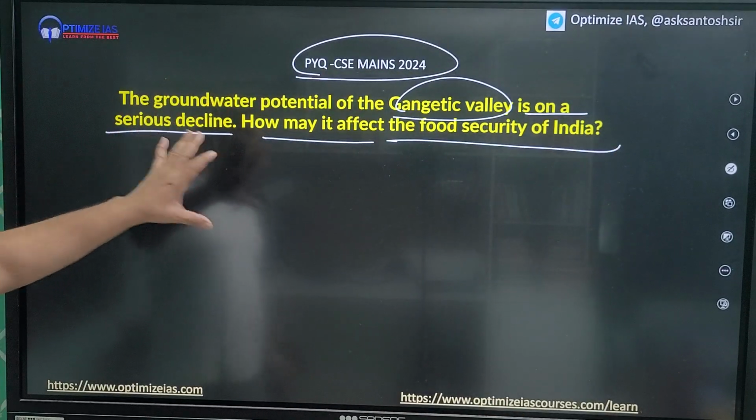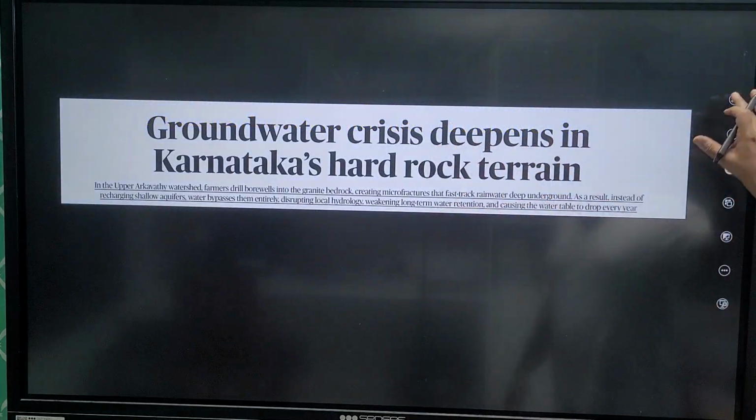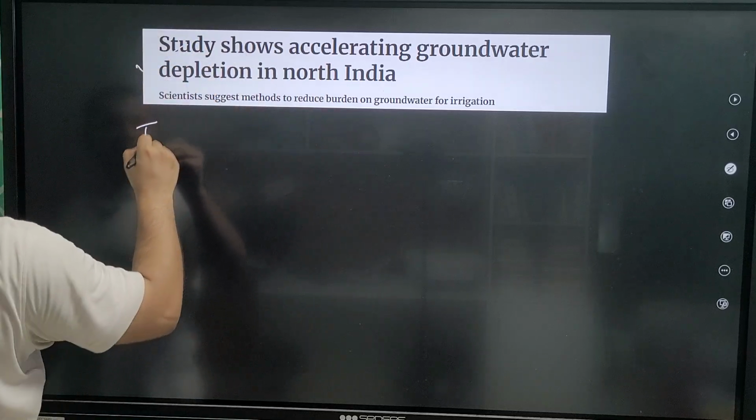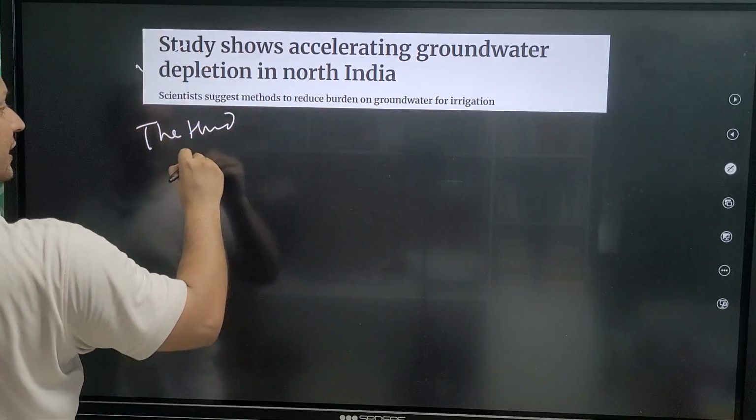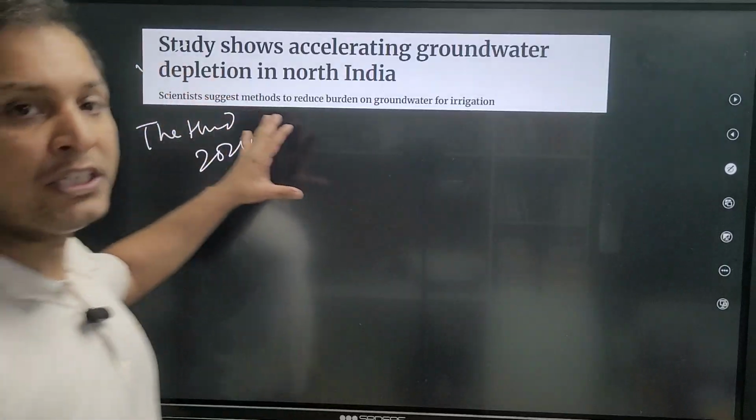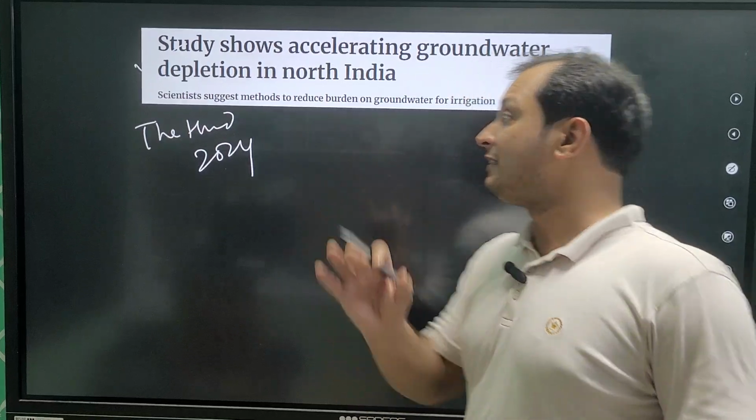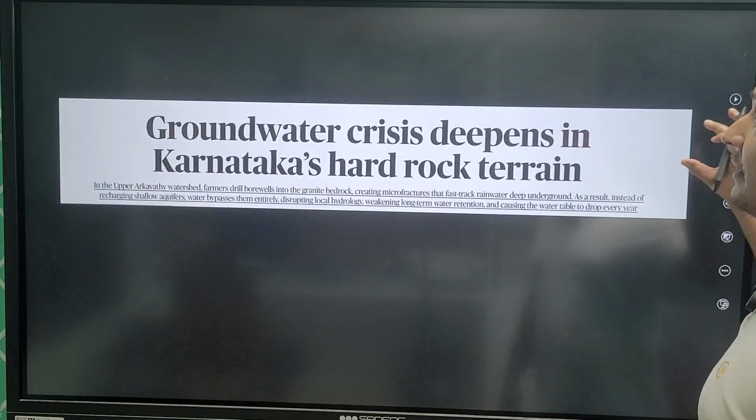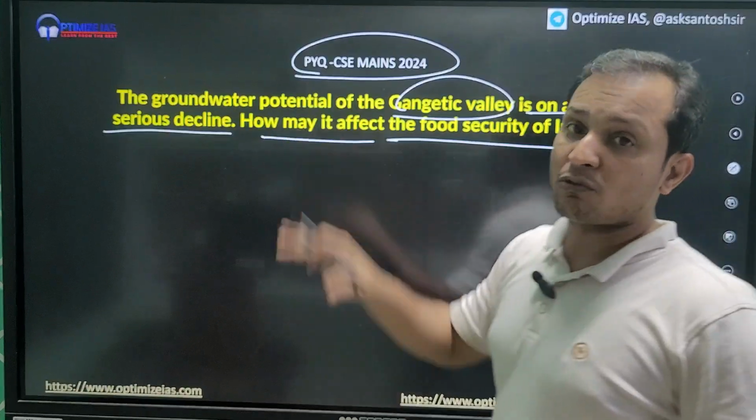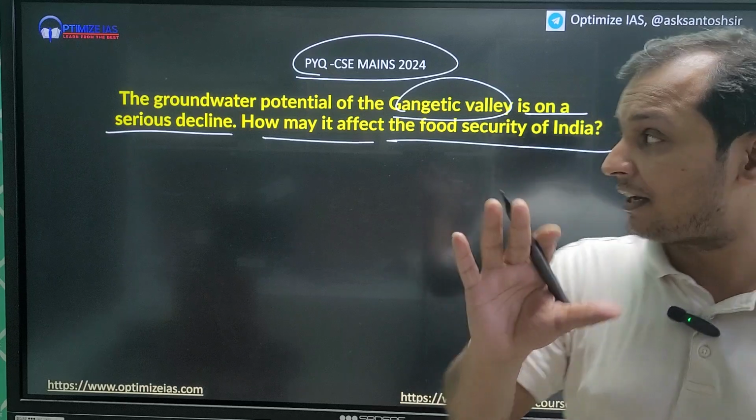Okay, so this question was basically taken from this article. This is the Hindu article of 2024, and from this article the question was framed. I'm just showing you so that you will understand that it may appear the question is static, but most of the questions even in the mains examination are inspired from current affairs. That is why I have just showed you.